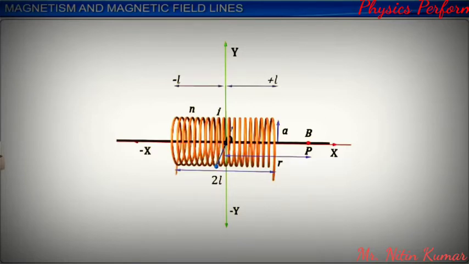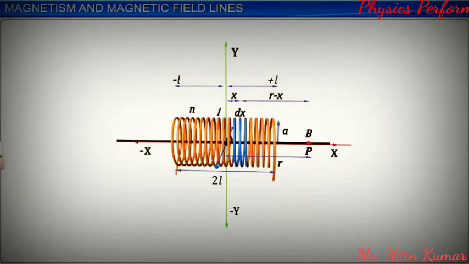To calculate the magnetic field induction B at the point P on the axial line of the solenoid, consider a small element of the solenoid of thickness dx, located at a distance of x from the center of the solenoid. Then the distance of the point P from the small element of the solenoid is r minus x. As n is the number of turns per unit length, the number of turns in the small element of the solenoid is equal to the number of turns per unit length times the length of the small element, that is, n dx.